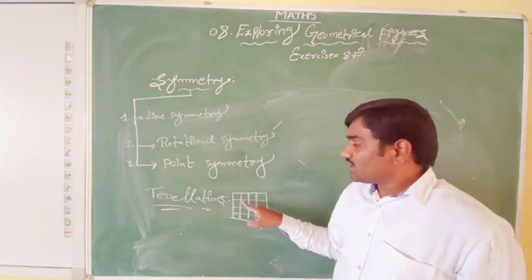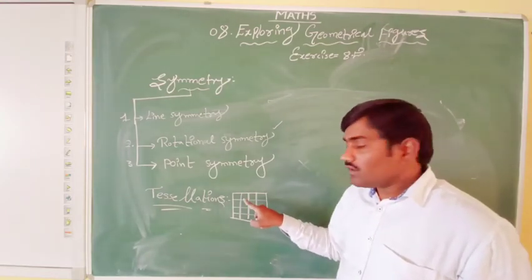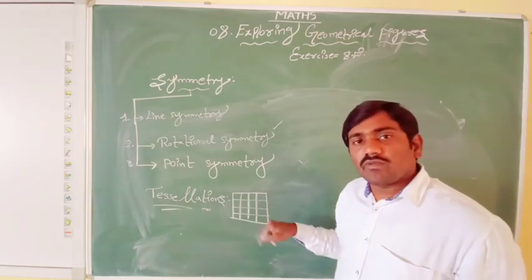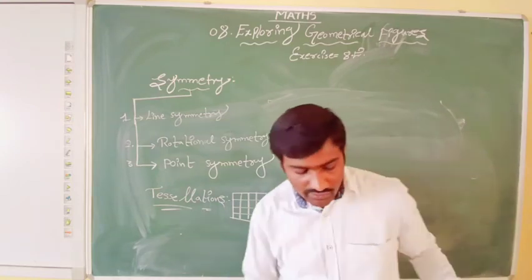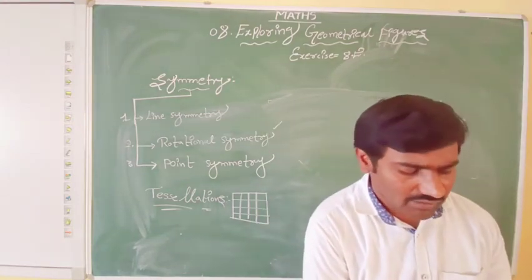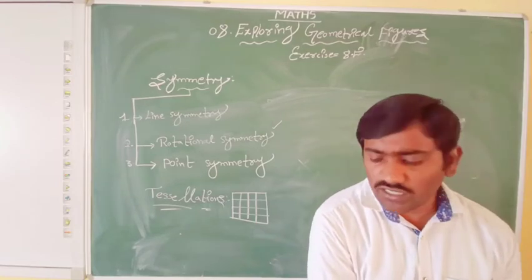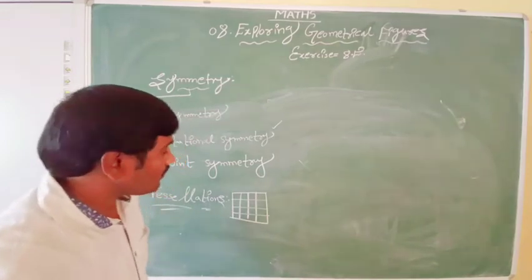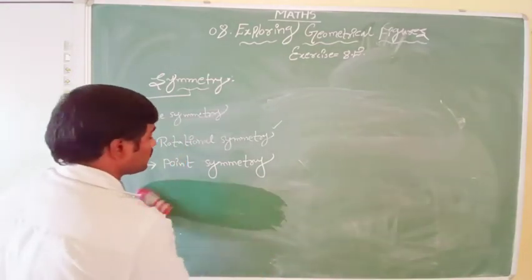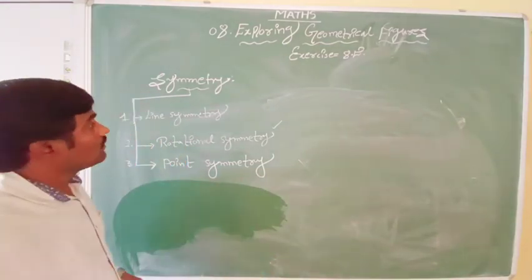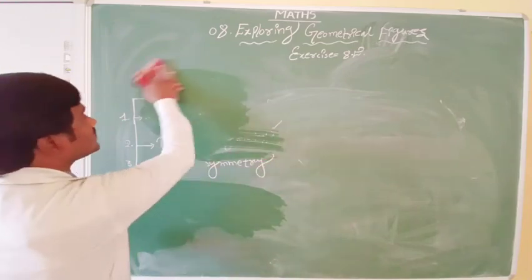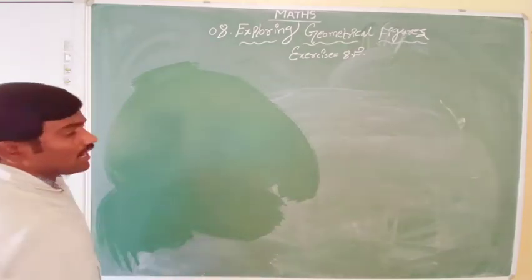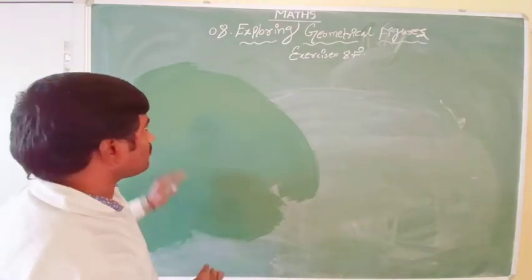In that, the basic shape is a square. Sometimes there will be a regular polygon, or a not regular octagon or hexagon. Different basic shapes will be used in tessellations. Okay, these topics are important in exercise 8.2. In 8.2 these topics are very important, and I am going to draw here some English alphabets.